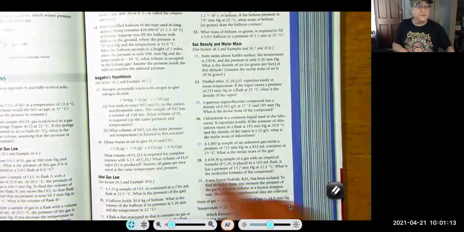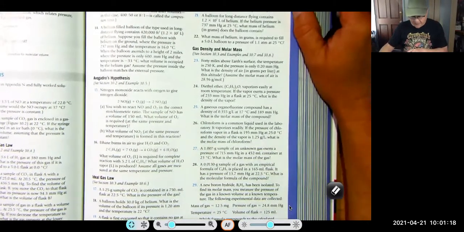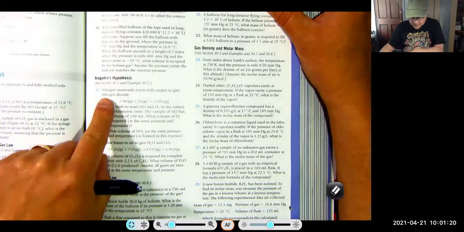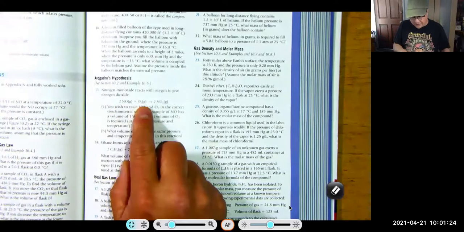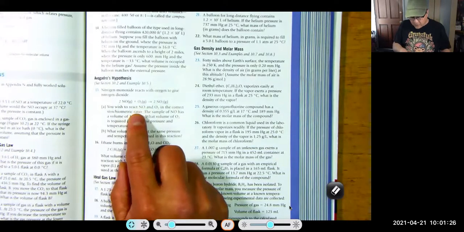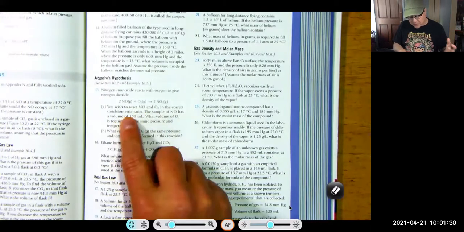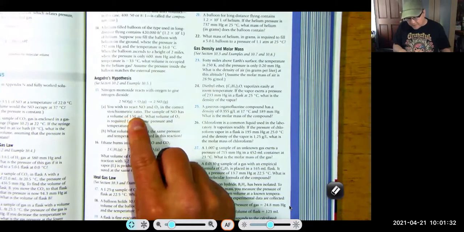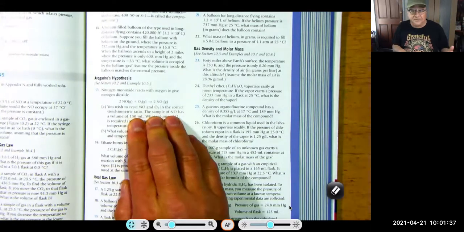And we're looking at number 15, right? Yeah. Okay, which reads: nitrogen monoxide reacts with oxygen to give nitrogen dioxide. They give the reaction equation. You wish to react nitrogen monoxide and oxygen in the correct stoichiometric ratio. So that means you want to have both of them used up completely and nothing left over.